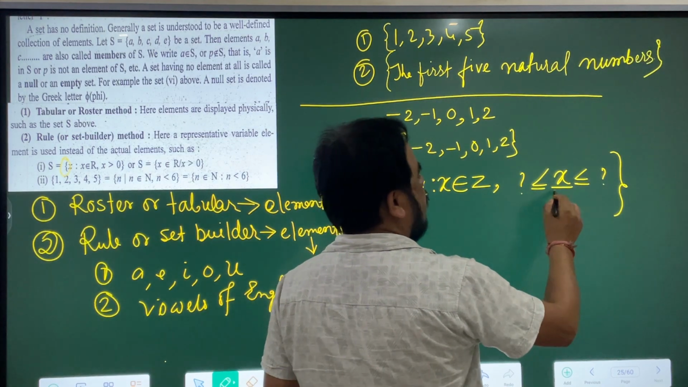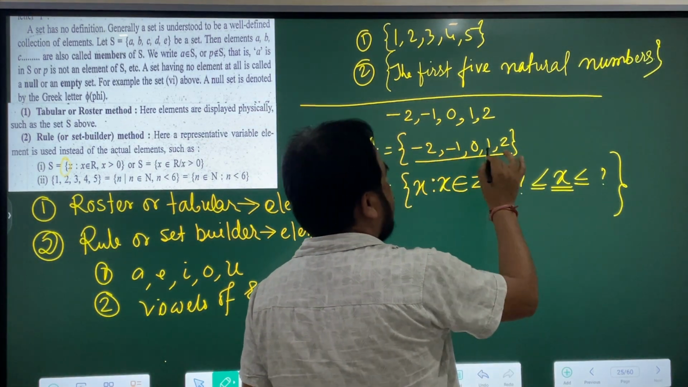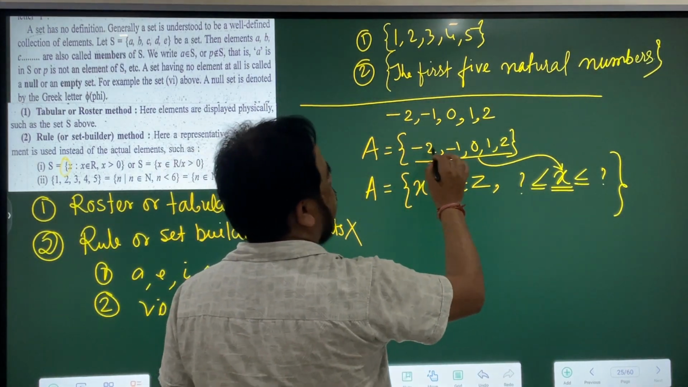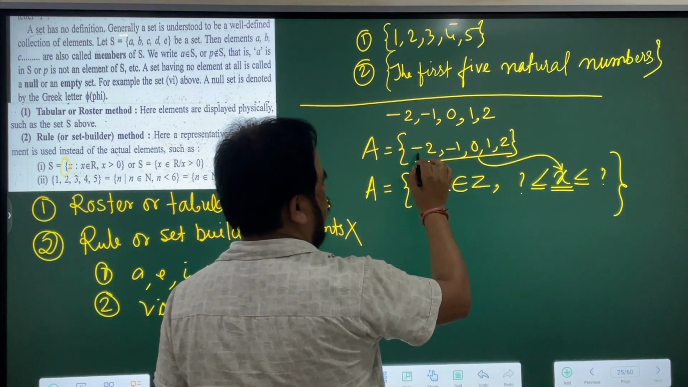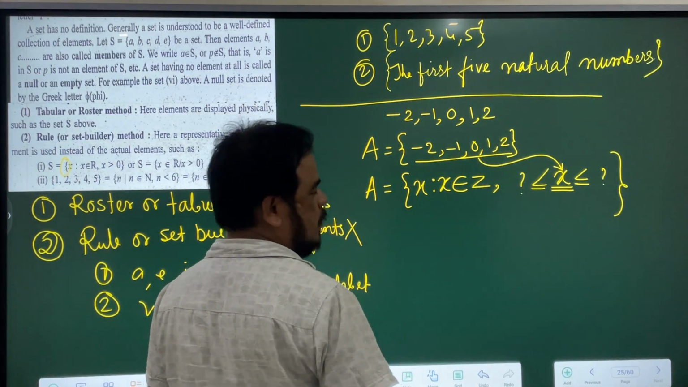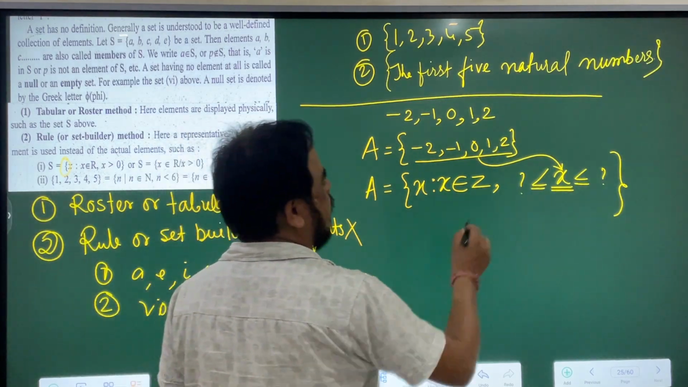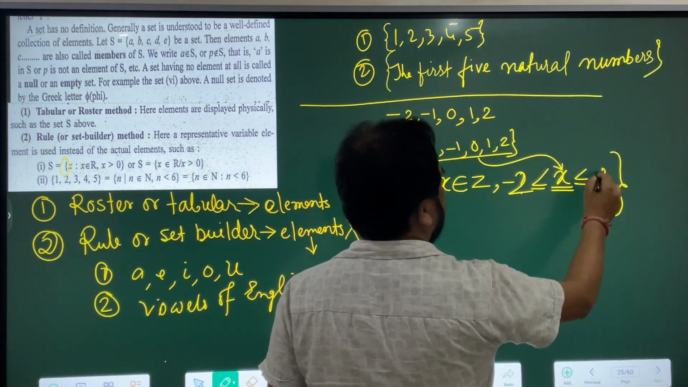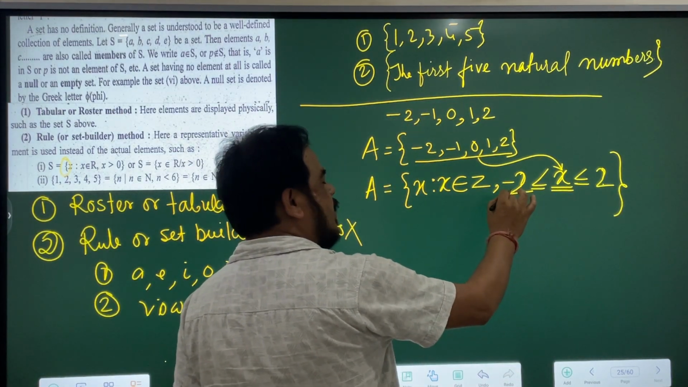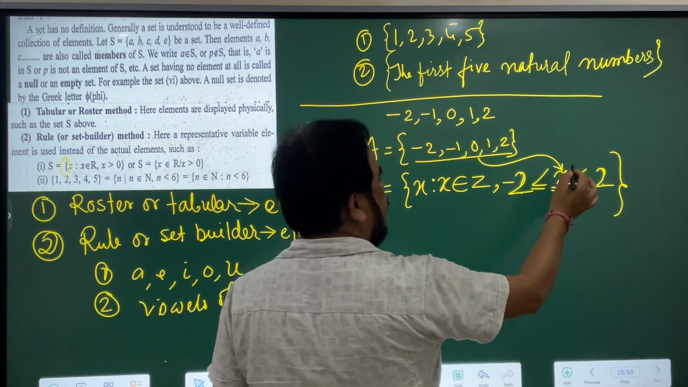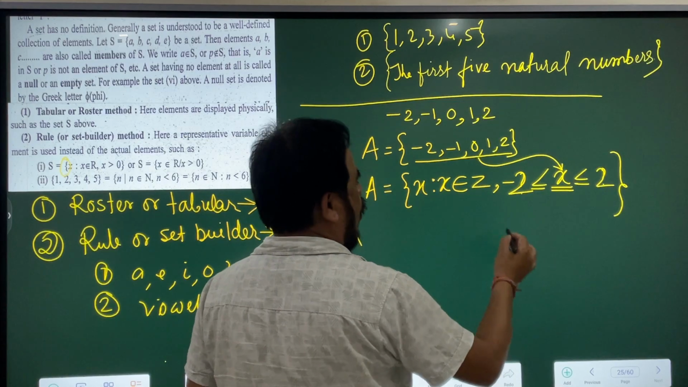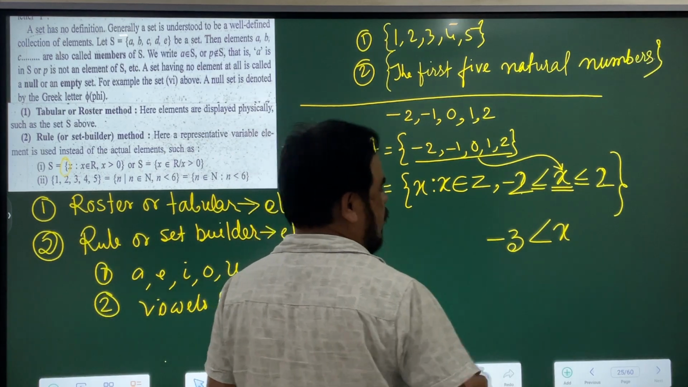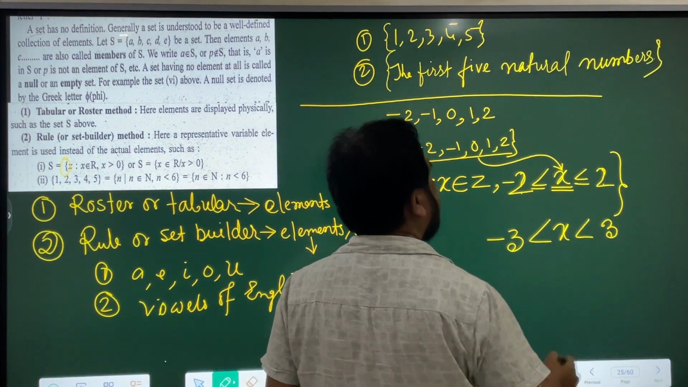What is X? What does X mean? X means this. These elements mean X. So -2 and 2, starting from -2 and ending at 2. So X is greater than -2 and X is less than or equal to 2. X is greater than or equal to -2 and X is smaller than or equal to 2, or X is greater than -3, X is smaller than 3.